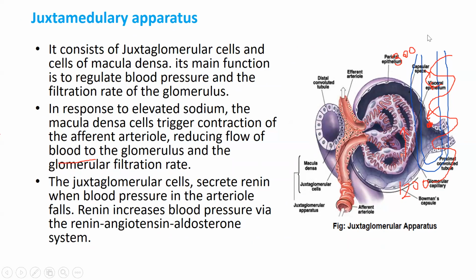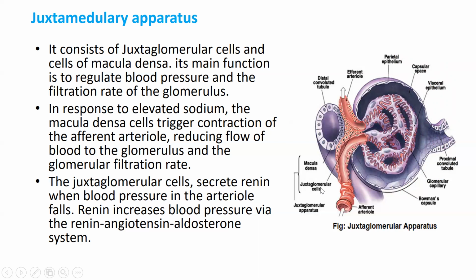So we will discuss one more thing. What is the juxtaglomerular apparatus, and what is the significance of the juxtaglomerular apparatus? So first of all, it consists of juxtaglomerular cells and cells of the macula densa. You can see there, this is the juxtaglomerular cells. So mind it, these are the efferent arteriole and afferent arteriole, right? And in between them, there is a cell which we call the juxtaglomerular cell.